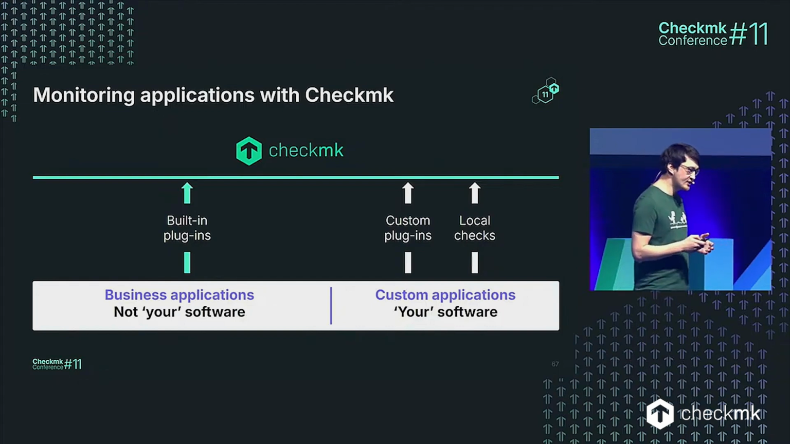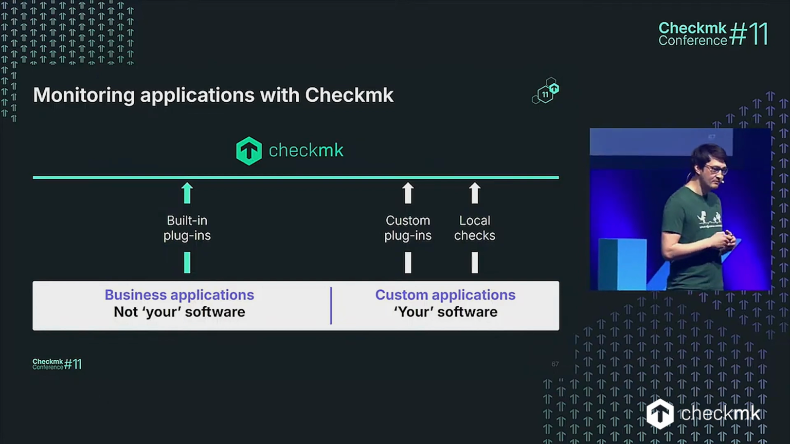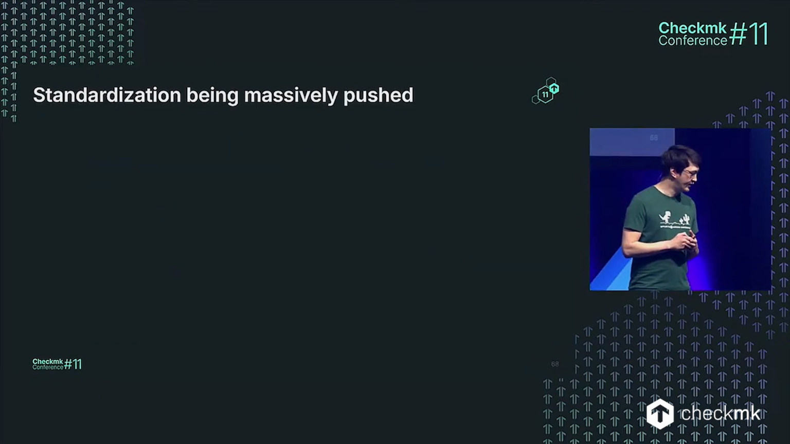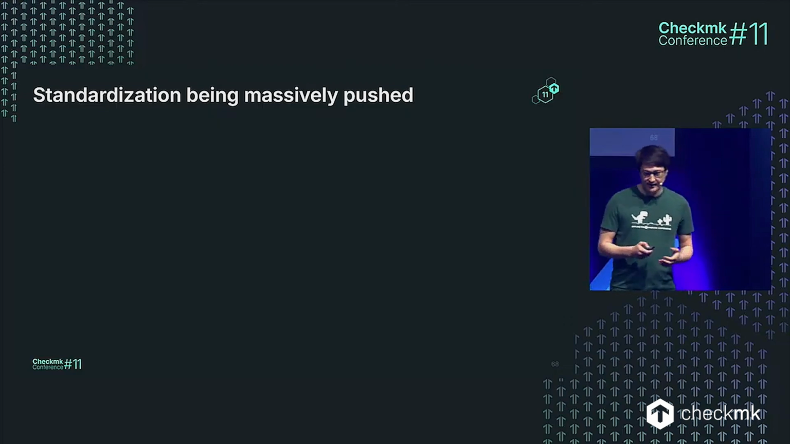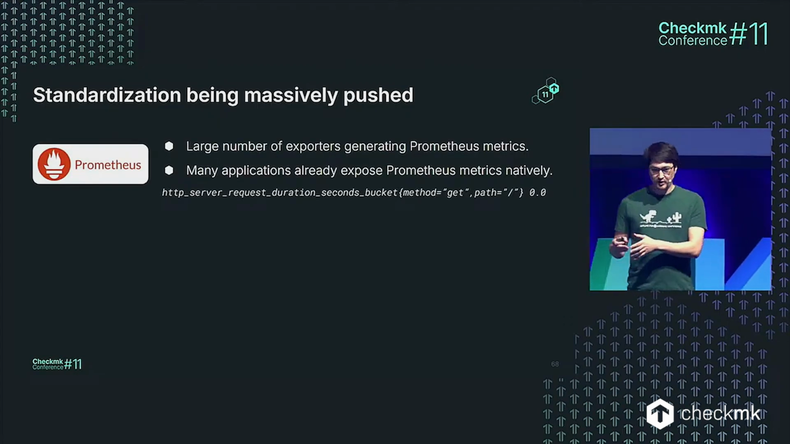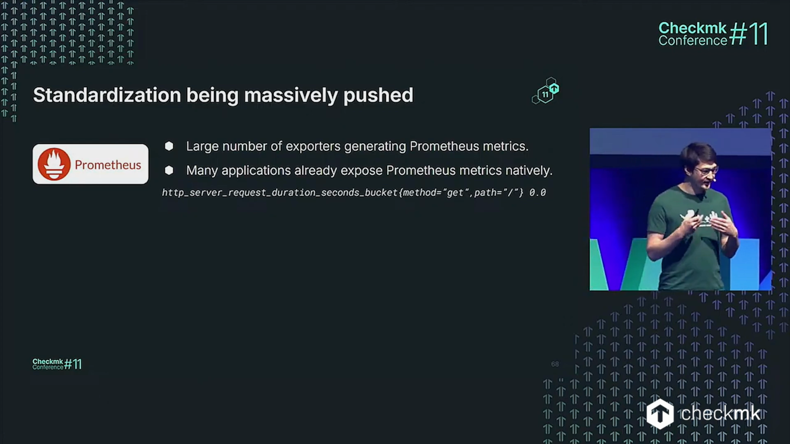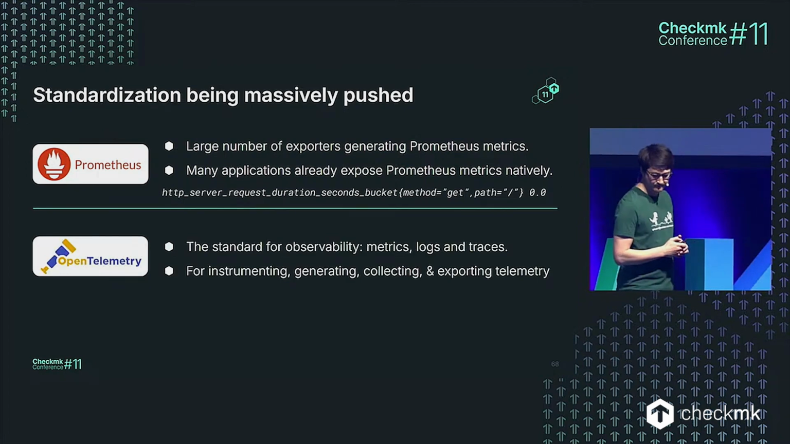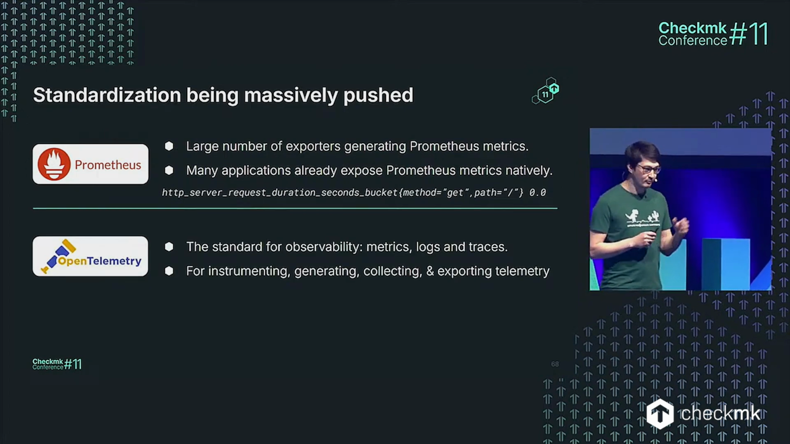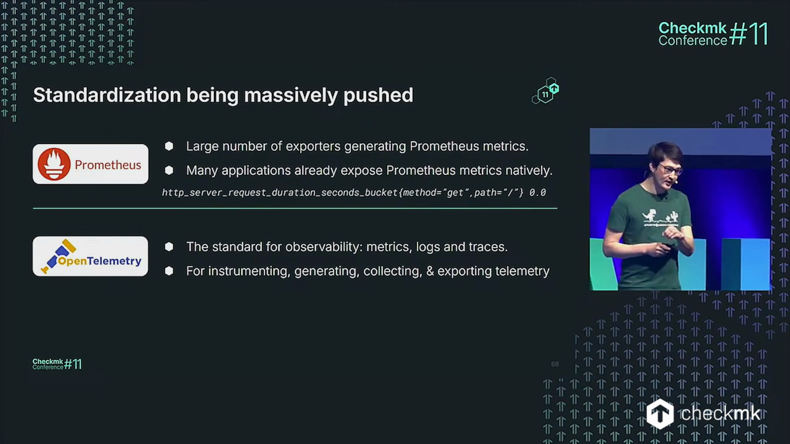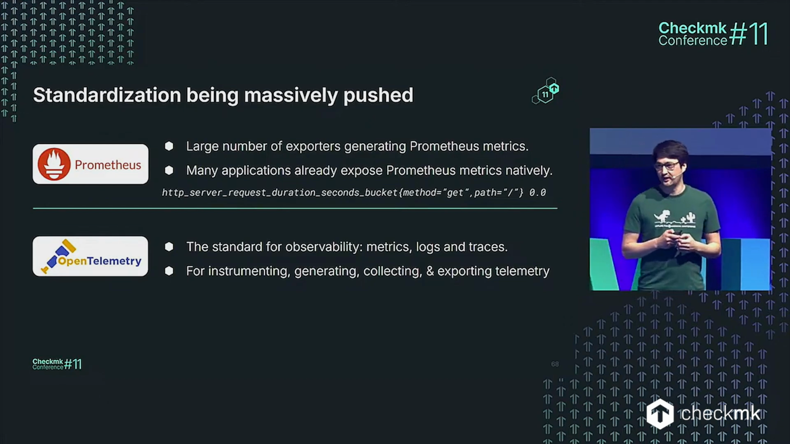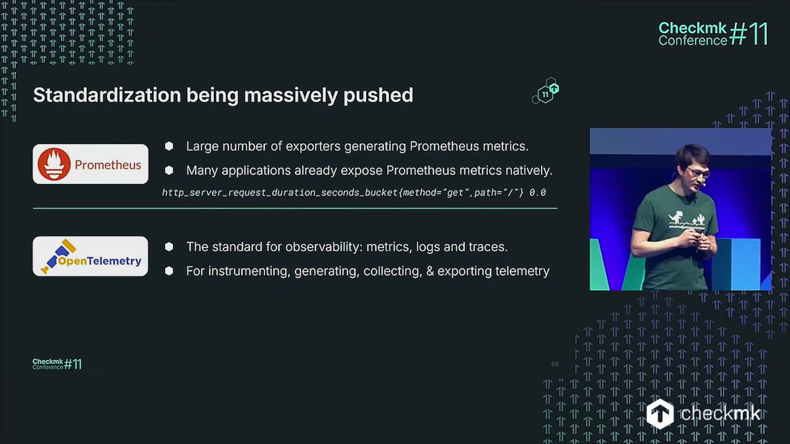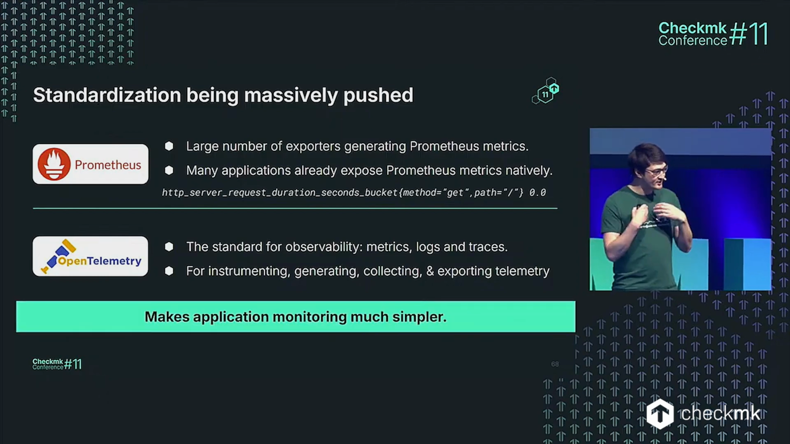And there have been some changes in the industry over the last years which fundamentally change that, and that's standardization. And that came on the one hand by Prometheus, because a lot of applications support Prometheus out of the box. They expose Prometheus metrics and also OpenTelemetry. So it's the standard for observability, for metrics, logs, and traces, for instrumenting, generating, collecting, and exporting telemetry. And that's actually great for you because it makes application monitoring much, much easier for you. And the most important thing, it's also much simpler for us now because there's one standard on which we can rely.